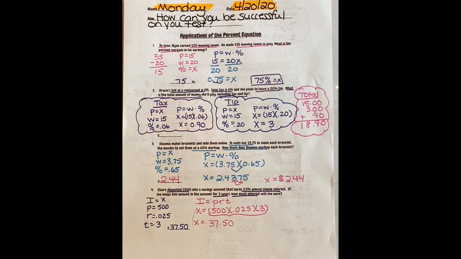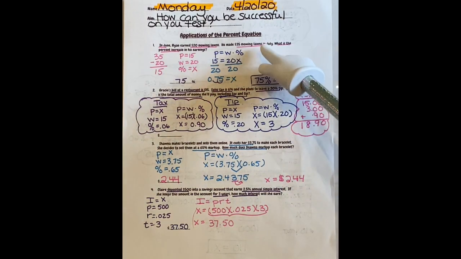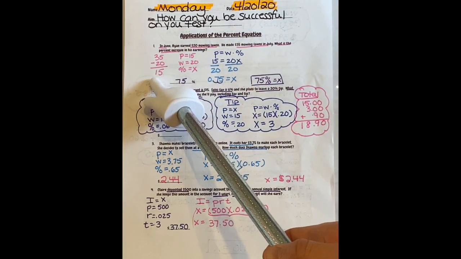So for question number 1, in June, Ryan earned $20 mowing lawns. He made $35 mowing lawns in July. What is the percent increase in his earnings? So whenever you want to find percent of change, you have to find out how much more or how much less the amount changed by. So I need to take 35 and 20 and subtract them to find my part.